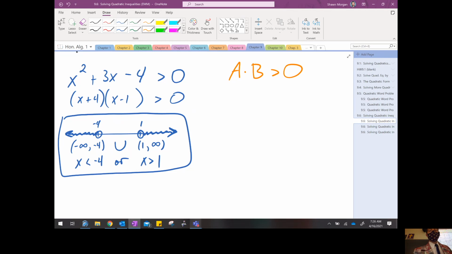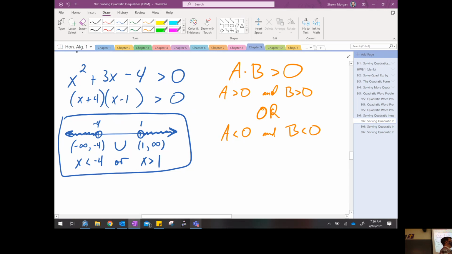Okay, so what I'm looking at really is saying A has to be positive, and at the same time, B has to be positive, or A has to be negative, and at the same time, B has to be negative. Does that logically make sense, what we've got in orange there? That in order for a product of 2 things, whatever A and B are, in order for a product to be positive, they have to have the same sign. So it's both are positive or both are negative.